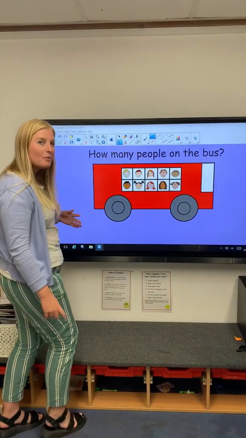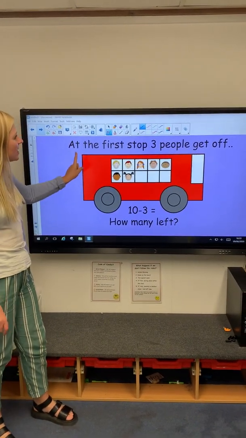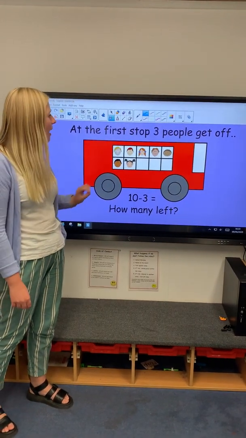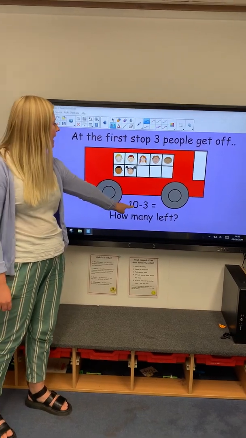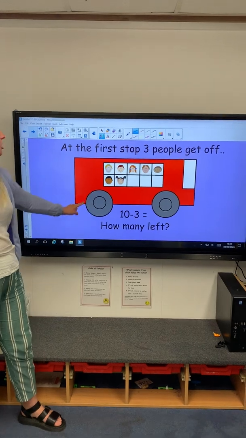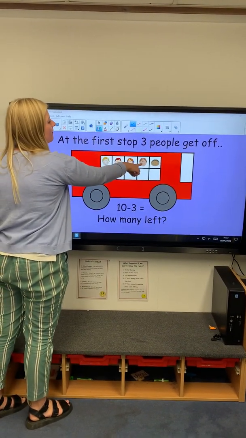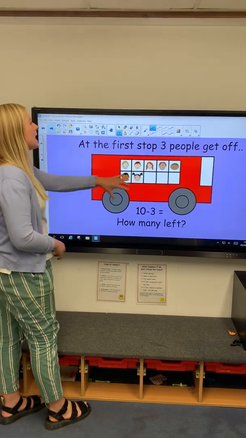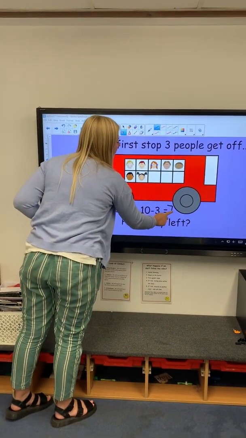There's 10 people in the bus to start with, but at the next stop, 3 people get off the bus. So 3 people have been subtracted from our 10 frame. 10 take away 3. How many people are left? Shall we have a look? 1, 2, 3, 4, 5, 6, 7. When we take 3 people away from the 10 people, we are left with 7.